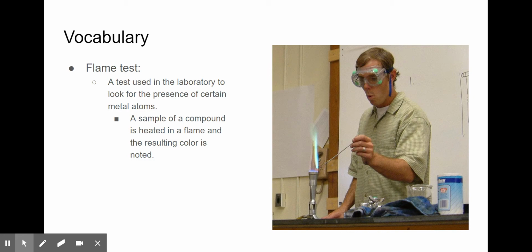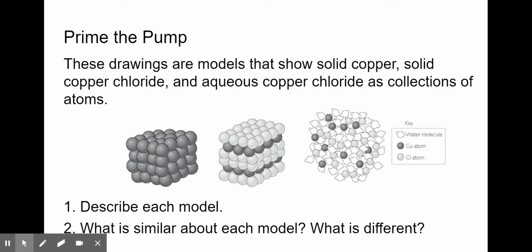So you'll see here in this picture a student. He has a metal wire or a metal loop, and he has the bottom of it sticking in the flame. And you'll notice that we don't have our normal orangish flame that's being produced. You see kind of a bright green color. So we will learn what caused that green color to be visible, okay? So let's prime the pump here.